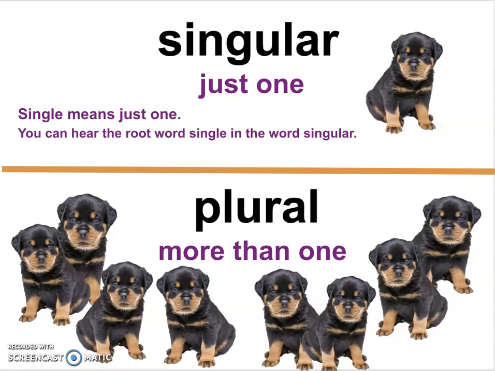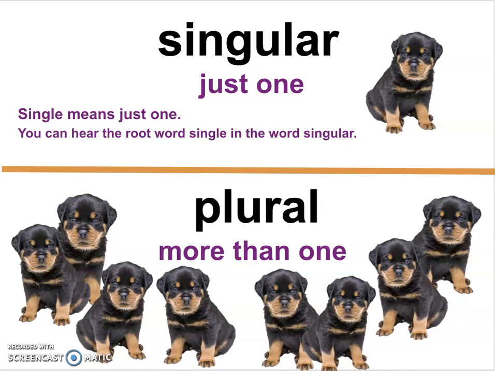Singular is a word that means just one. The word single means one, and you can hear the root word single in the word singular. Plural means more than one. It could be two or many, many more. As long as it's more than one, it is plural. Singular is single, just one.